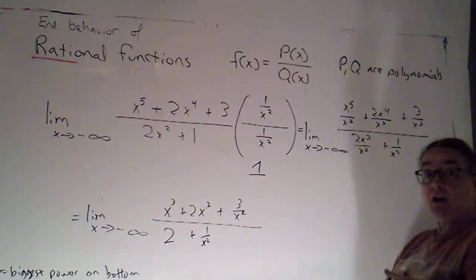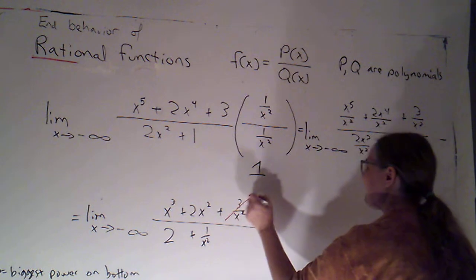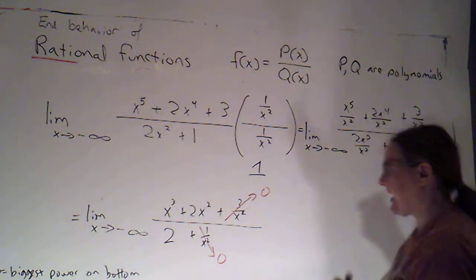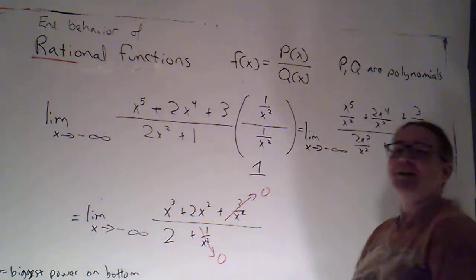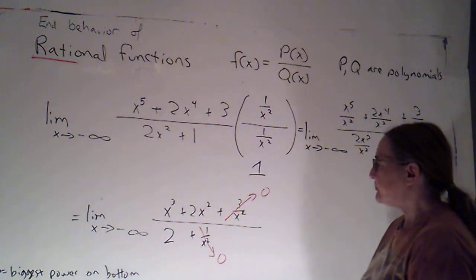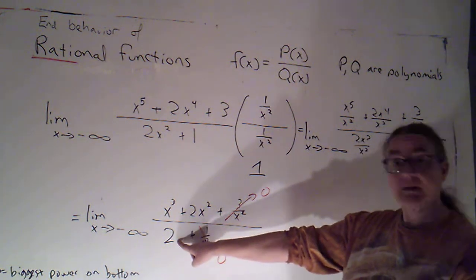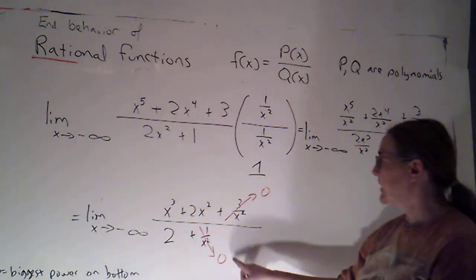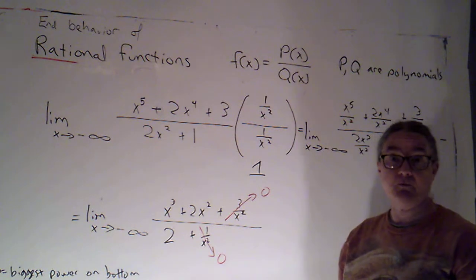Now, I know that all the pieces that still have x's on the bottom are going to be going to 0, because as x, and therefore x squared, get big, their reciprocals go to 0. I can see that on bottom, this piece is fixed at 2. Okay. So the bottom's going to 2 plus 0. The bottom is going to 2.